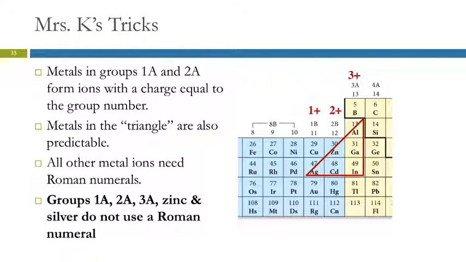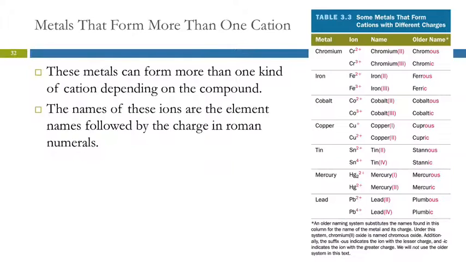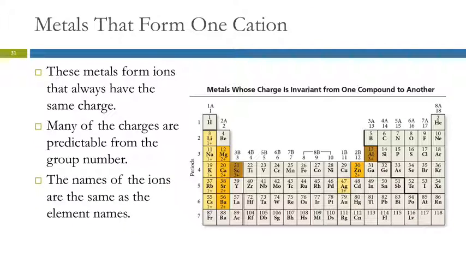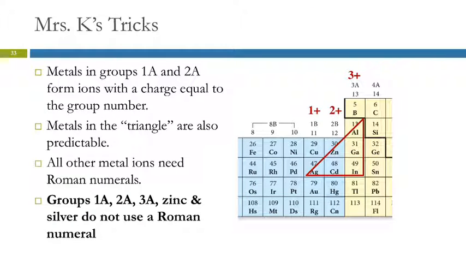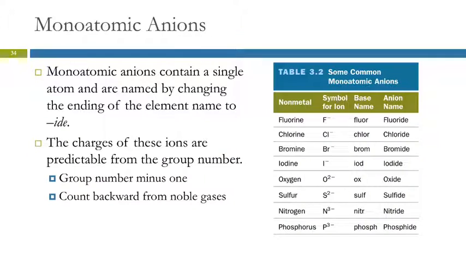So metals in groups 1A, 2A, 3A, zinc, and silver do not use a Roman numeral. All the other metals do. On the previous slide, no, this one, scandium over here. Scandium's always +3, but we almost never run into him, so I just left him off. So groups 1A, 2A, 3A, zinc, and silver, no Roman numeral, just the element name. If it's not one of those, you have to use the Roman numeral. So those are the cations.